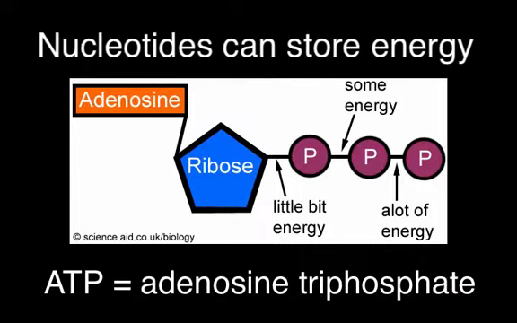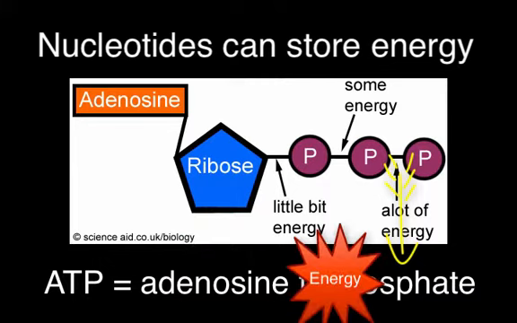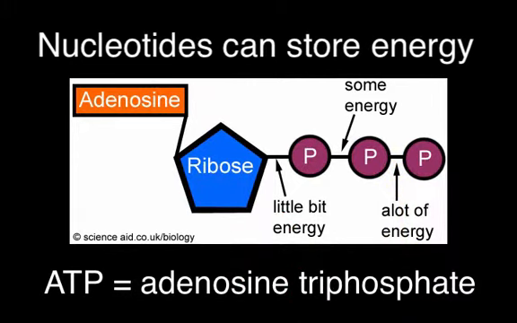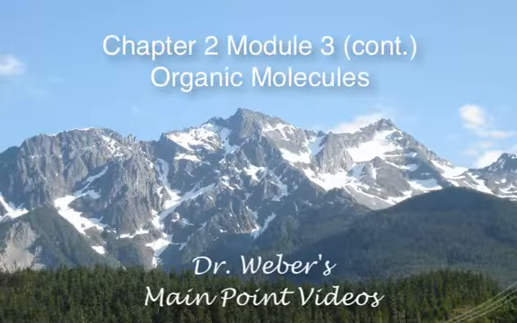When energy is needed in the body, the phosphate group will break off and release the energy, which can then be used for whatever functions in the body require energy. We will learn more about energy usage in the body in a later module. This ends Chapter 2, Module 3, Organic Molecules.